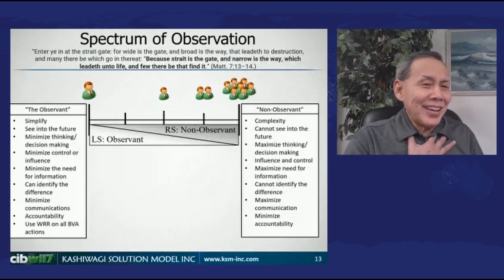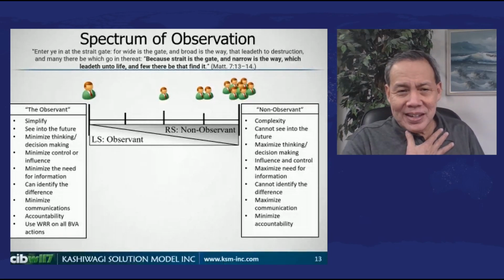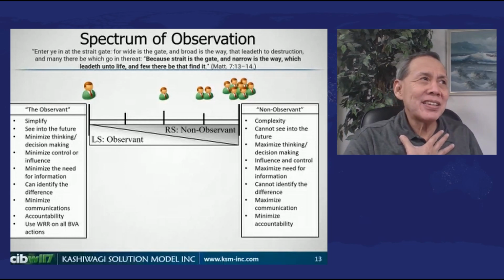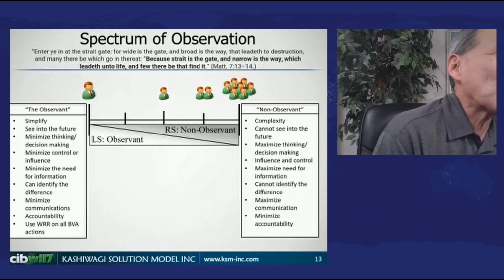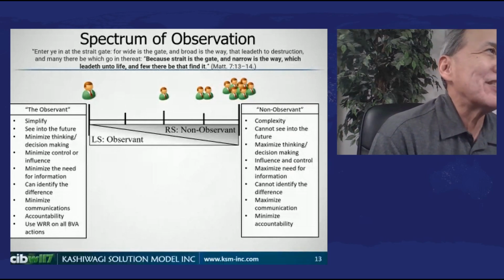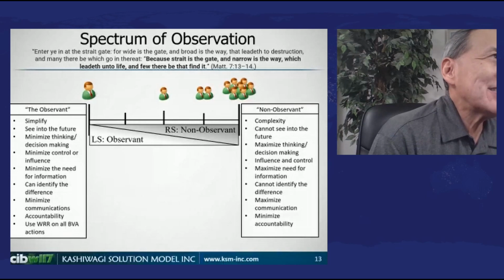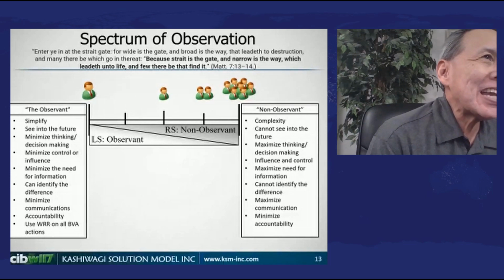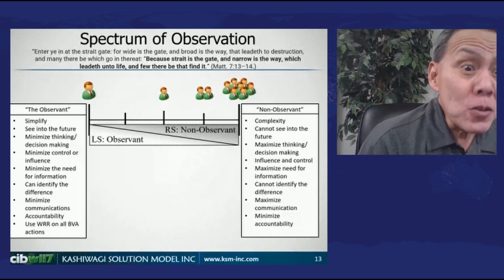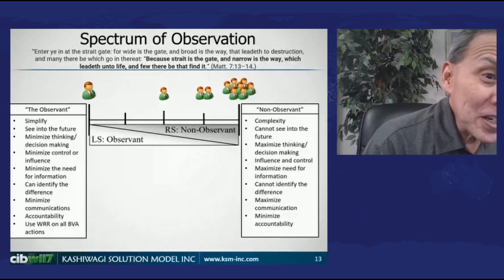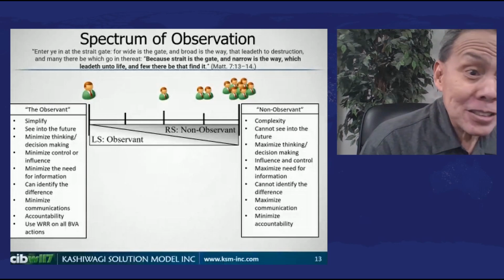Some of you know me well, and sometimes I pull things from my religion to show the obvious. And here's one. It says, enter ye at the straight gate, for wide is the gate and broad is the way that leadeth to destruction, and many there be which go thereat. Because straight is the gate and narrow is the way which leadeth unto life, and few, what does few mean? Few means very few be that find it. And that's from the Bible.